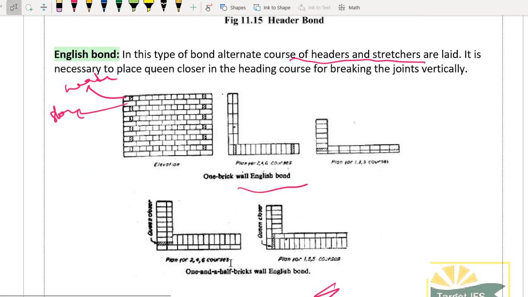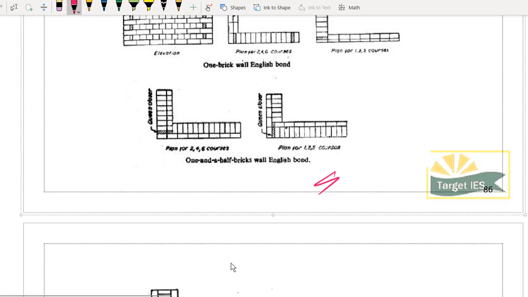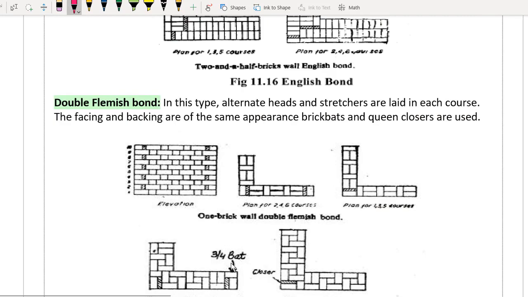जितना thickness चाहिए based on the load whatever is acting, you can go for one brick or one and a half brick or two and a half brick. It is up to you. External wall के लिए काफ़ी अच्छा है. It can take load. I hope you are perfect, right? समझ में आ गया. Next we have this double Flemish bond.